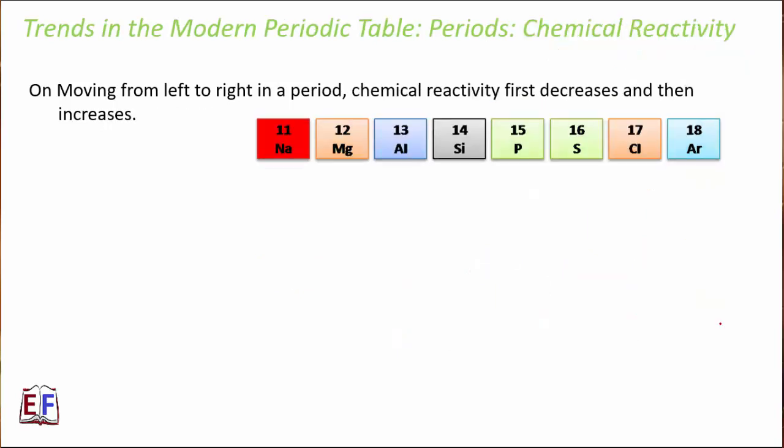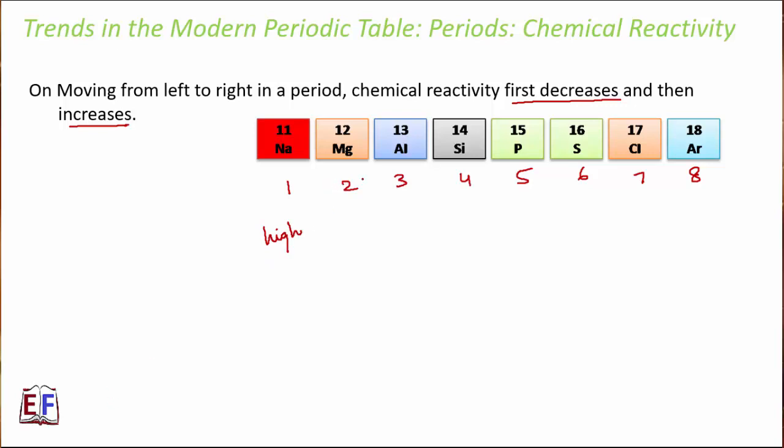Now we talk about chemical reactivity. What happens to chemical reactivity? On moving from left to right, chemical reactivity first decreases and then increases. How? That's because, again, let's talk about the valence electrons. So this is how we have the valence electrons. What happens to the reactivity? Initially the chemical reactivity is quite high for sodium because it has 1 valence electron, very loosely bound, very easy to lose, and that's how it reacts with other substances. So chemical reactivity is quite high.